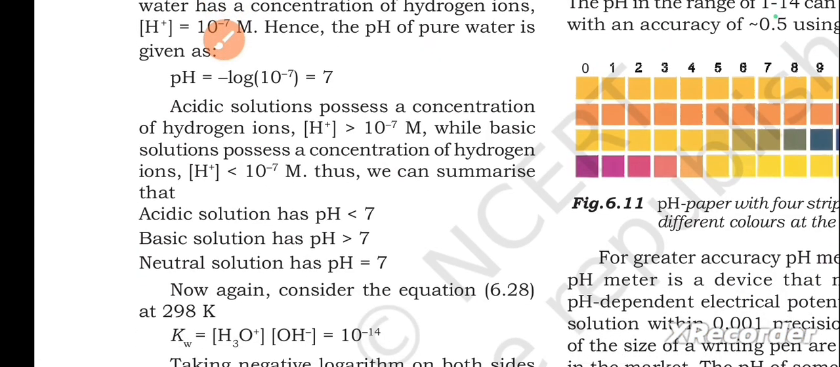Acidic solutions possess a concentration of hydrogen ions [H+] greater than 10^-7 M, while basic solutions possess a concentration of hydrogen ions [H+] less than 10^-7 M.